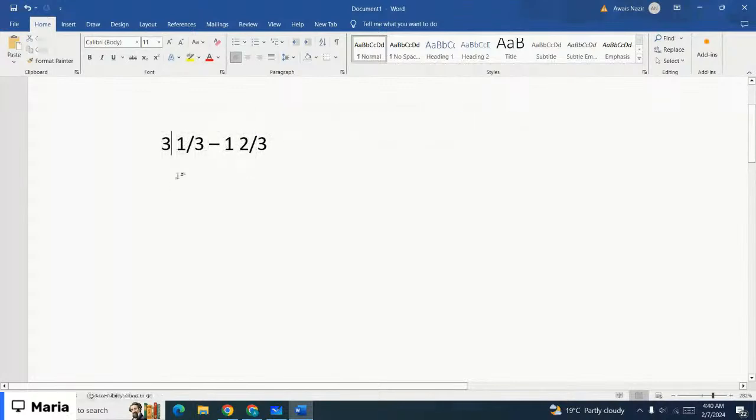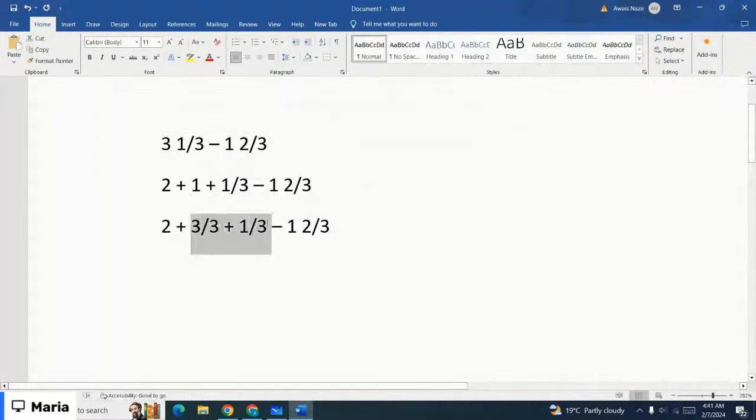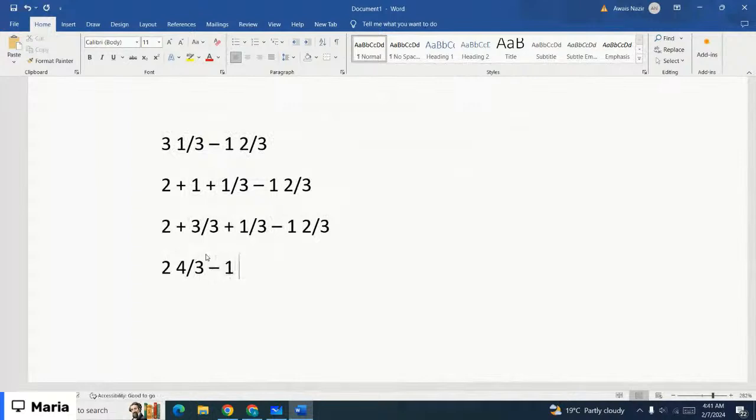How do you break it? Break down 3 as 2 plus 1, plus the fraction part 1 by 3, right? And the other fraction is 1 whole 2 over 3. Now you can write this 1 as 3 over 3. Why? Because you want to write this as greater than the other fraction. It would be 3 over 3 plus 1 over 3. Now you can make 3 by 3 plus 1 by 3 as 4 over 3. So it is now 2 whole 4 over 3 minus 1 whole 2 over 3.